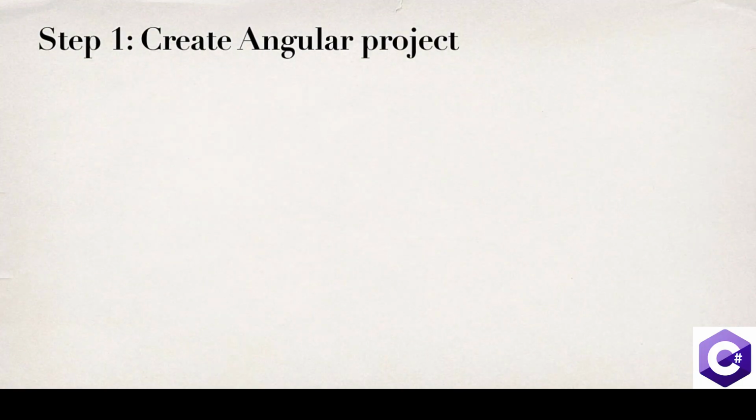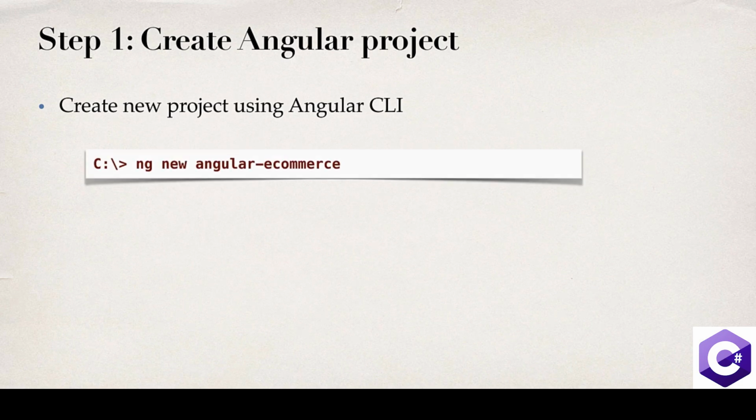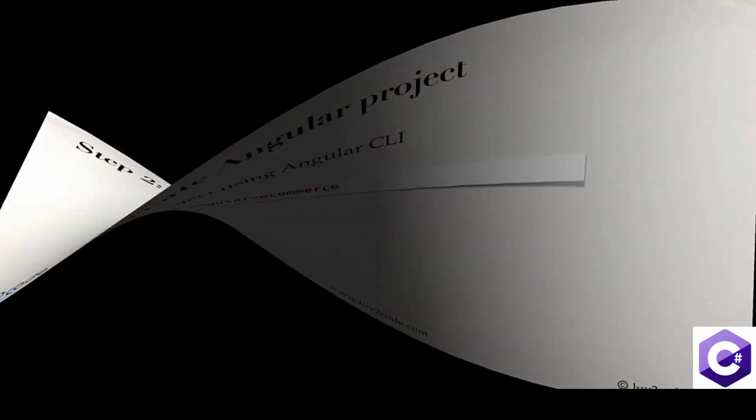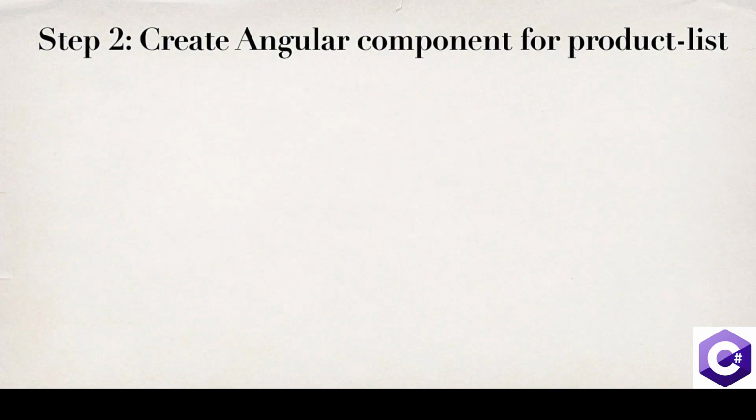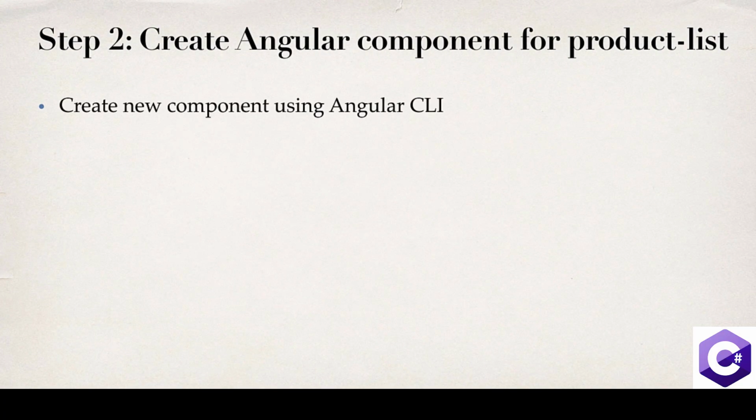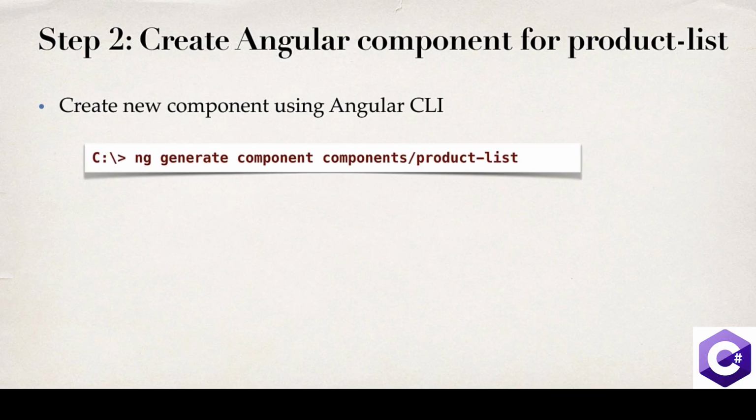So the first step is really simple. We'll create a new project using the Angular CLI. We'll use ng new angular-ecommerce. And then step 2, creating the Angular component for the product list, we make use of ng generate component, and we say components/product-list.